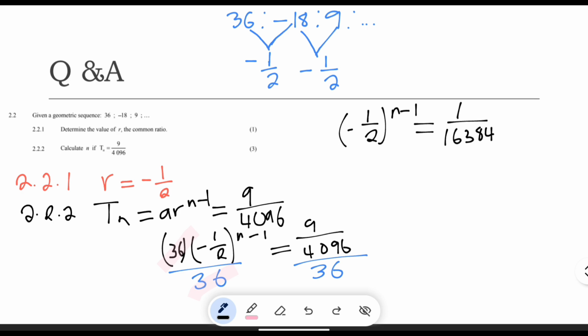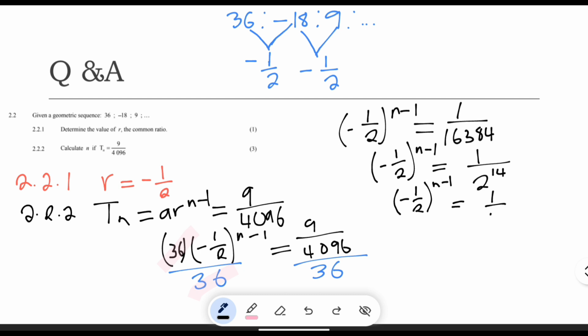And now we'll have to change our 163.84 so that it can be the same base as our left hand side, so that we can apply the law of exponents. Negative 1 over 2 to the power n minus 1 is equal to 1 over 2 to the power of 14, right? 2 to the power of 14 is 163.84. Okay, so it's the same as 1 over 2 to the power of n minus 1, which is equal to 1 over 2 to the power of 14.